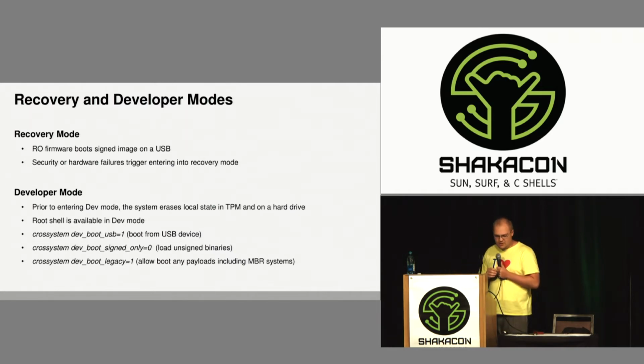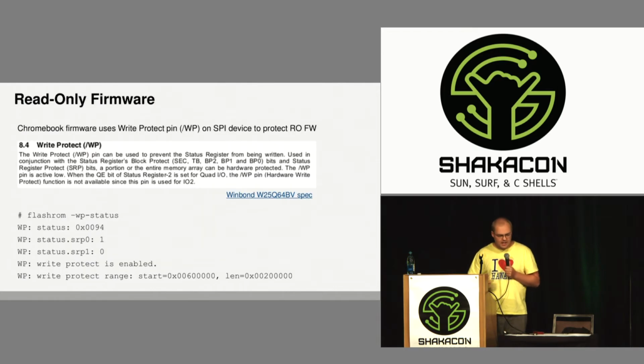Developer mode allows you to run commands with root privileges and set up options like do not check signature, boot from an external device, and boot with a legacy payload. What does this mean? It means that you allow the system to boot from a USB stick with an MBR-based system, which is basically any bootable USB stick, for example, Ubuntu. That's how you run Ubuntu. And then after you run Ubuntu, you can run commands like flashrom to check what kind of protection is enabled, and to dump, for example, the SPI and investigate the system.